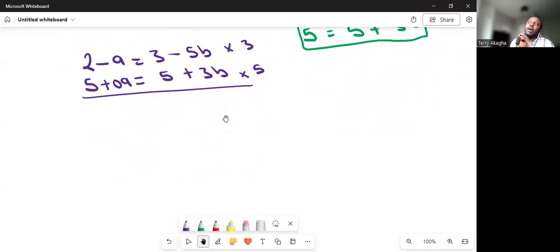In basic algebra, I talked about the elimination method. I talked about the substitution method. So it's any one you prefer, you can use here to solve. But I'm going to use the elimination method here. So you're going to multiply by 3.